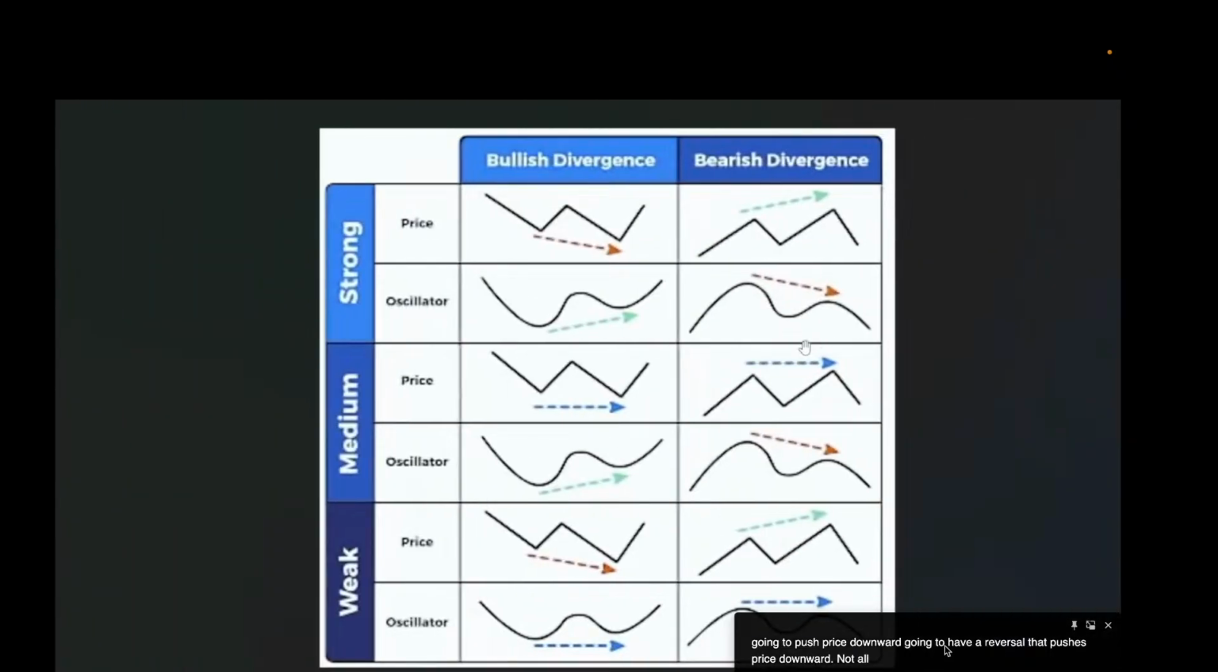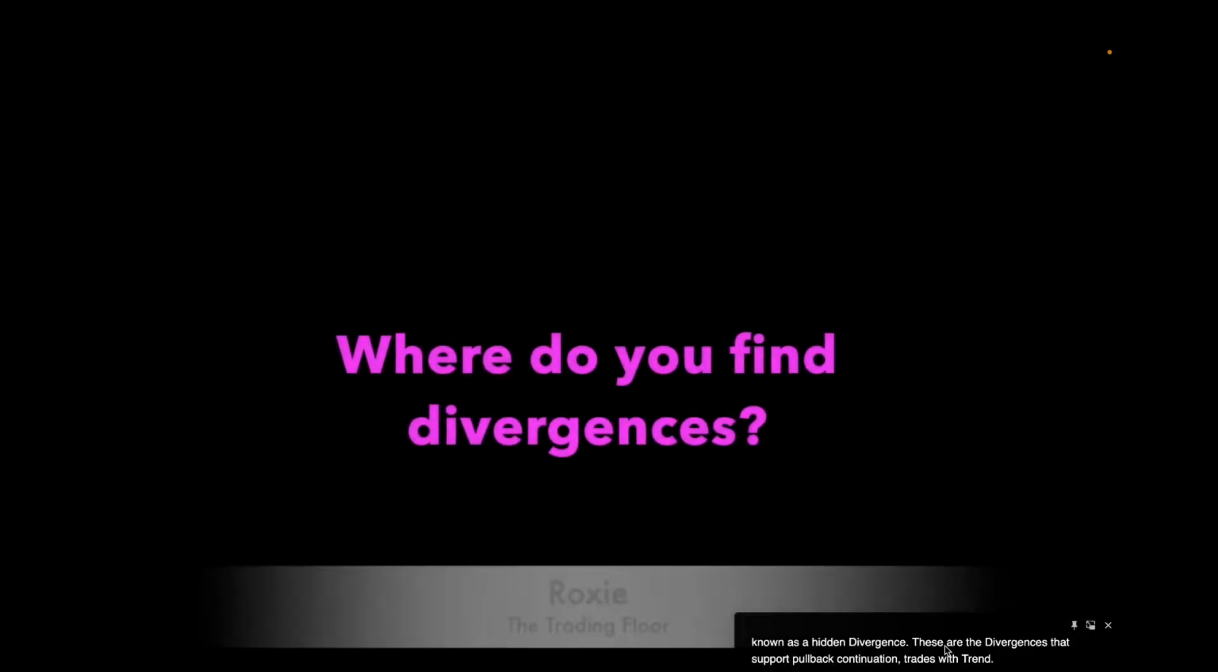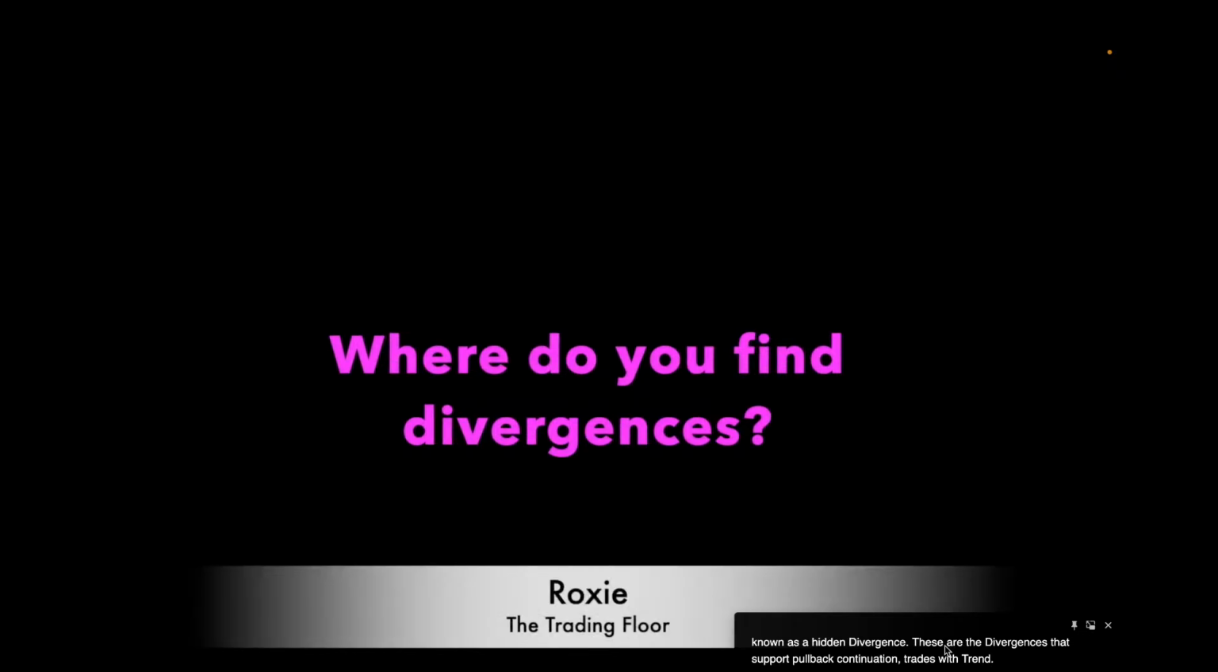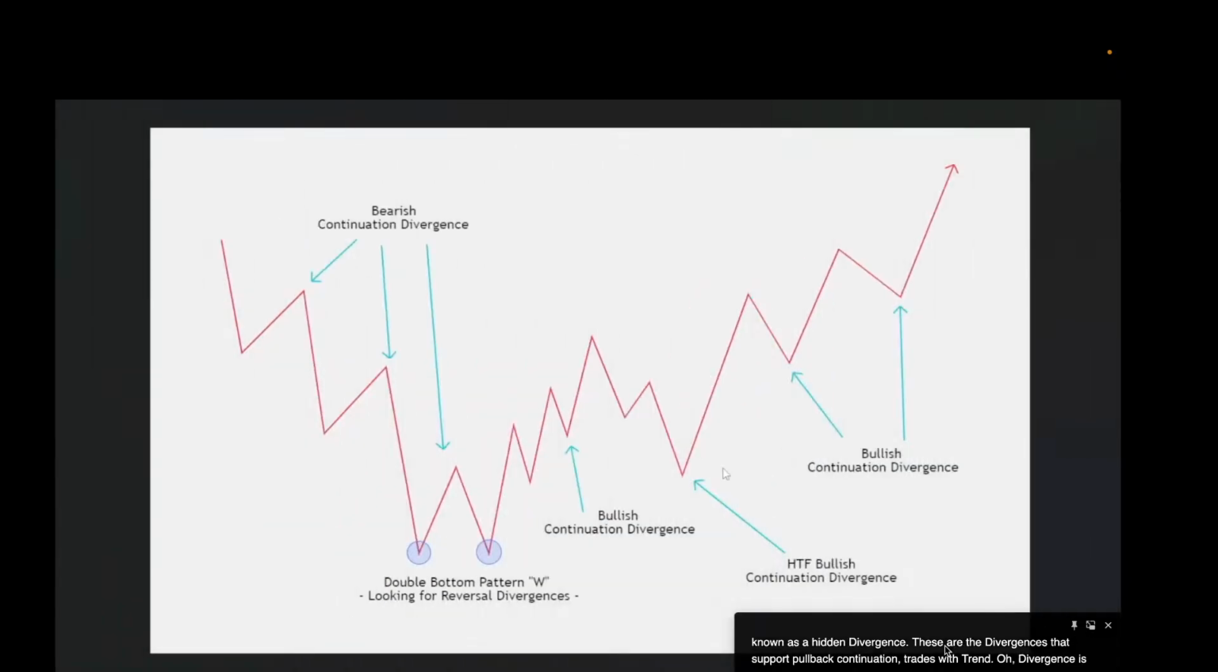Not all divergences are going to be of the same quality. They will all play out, but to varying degrees. That is why at the beginning I mentioned that I use continuation divergence, also known as a hidden divergence. These are the divergences that support pullback continuation trades with the trend. Divergences allow you to have an additional confluence to build confidence in the trades and analysis that you have done on your chart.